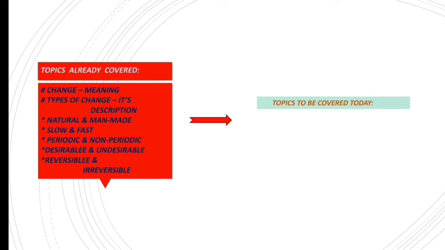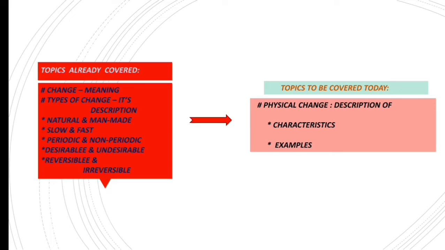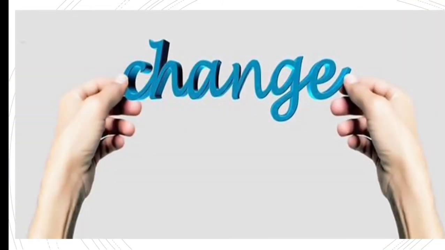Today I'll be discussing about physical change, its description, characteristics and a few examples. So let's begin. What does the word change mean? It means the transformation of one thing into another. As we have already discussed so many changes, let's discuss one more type of change, that is the physical change.